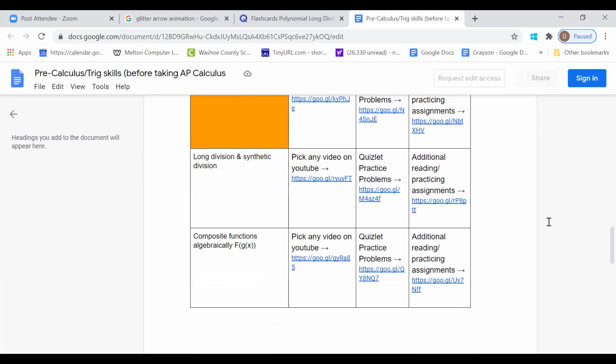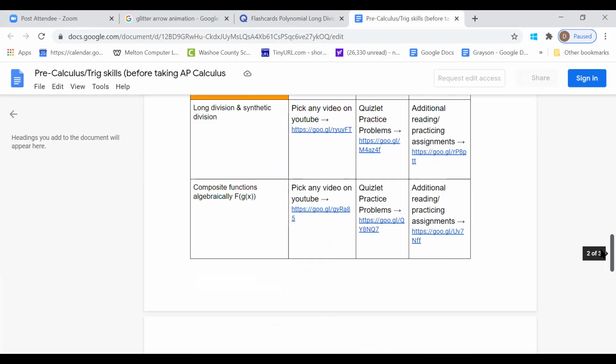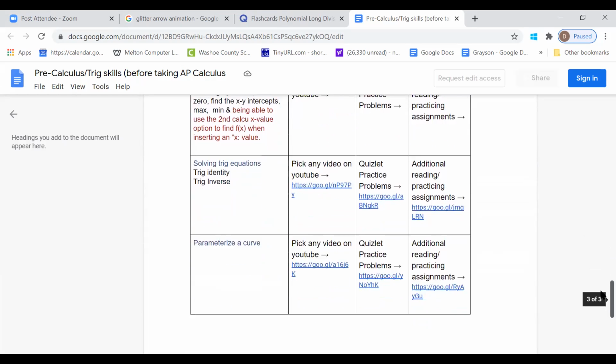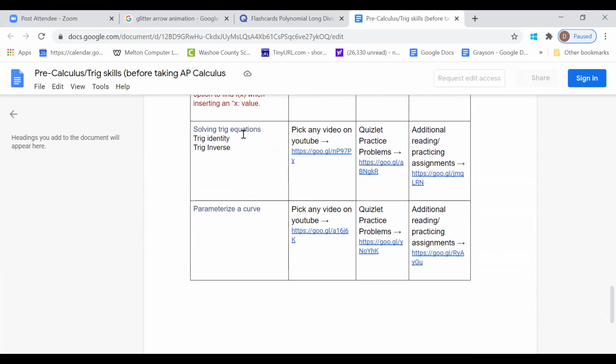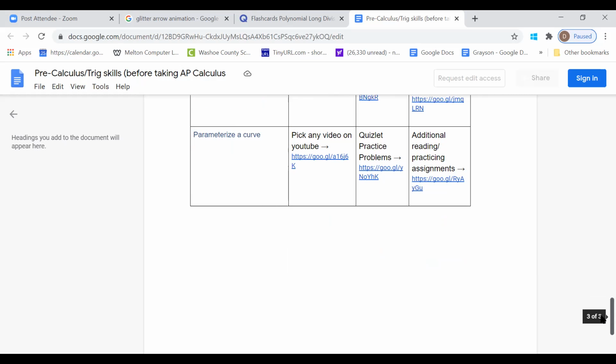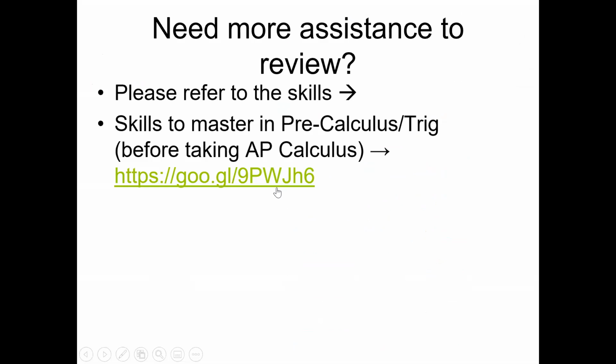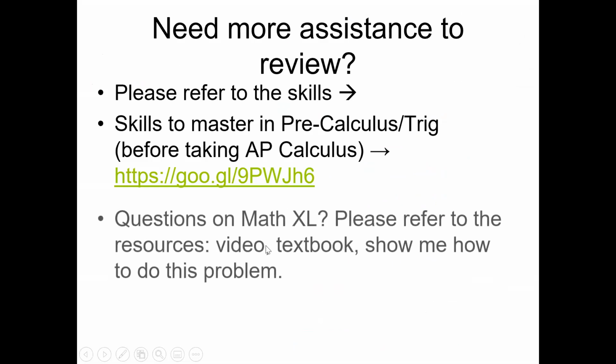Composite function algebraically, f of g of x. Remember that, like f of g and g of f. We'll talk about that in the upcoming days. Being able to use a TI-84 calculator, being able to graph a line, find the zeros, x, y intercepts, use the second calculus x value option to find f of x when inserting an x value. And last one, solving trig equations, identifying trig identities, trig inverses, etc. So you do have that link available to you if you do need assistance. Capital P, capital W, capital J, capitalization does matter.